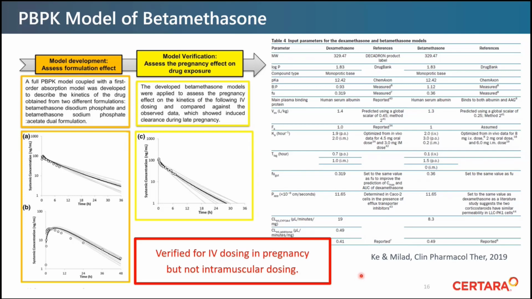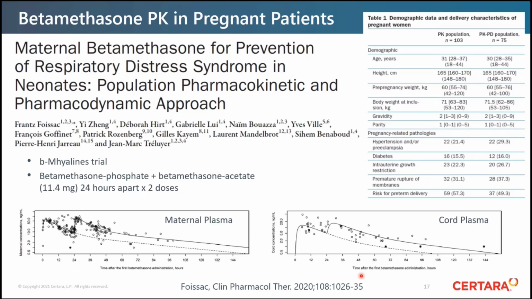However, since then, there's been a manuscript by Foisy and colleagues, where they reported the results of the BETAMOM trial, where maternal betamethasone was administered for prevention of respiratory distress syndrome in neonates. They used a population pharmacodynamic approach to evaluate the data and give some recommendations for dosing to improve personalized medicine there.